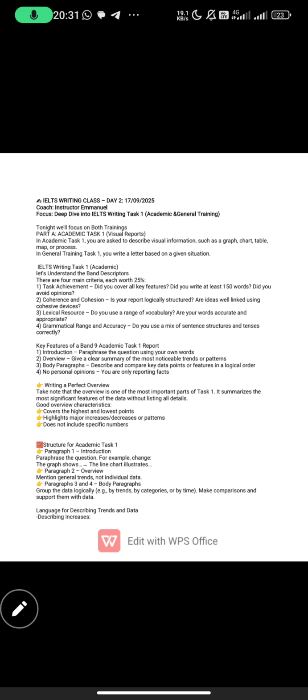Now let's delve into today's class. Tonight we'll focus on both trainings. Part one is the academic task. And like I said yesterday, you'll be asked to describe visual information such as a graph, chart, table, map, or process. And then in general, you'll be asked to write a letter. Now I want to focus on the academic training first.